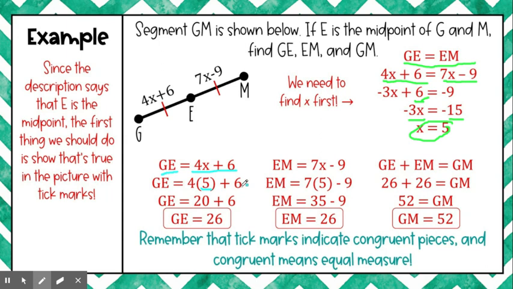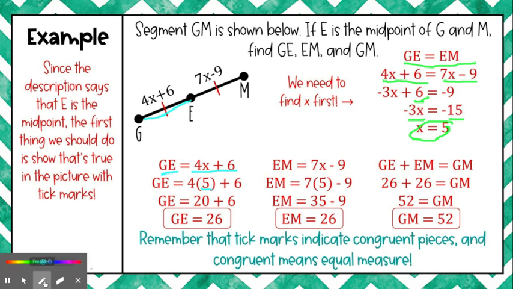We know we've solved up here. We know that's our answer. So we're going to just keep solving through to find out GE. So 4 times 5 is 20. And we're going to keep bringing our plus 6 down. So 20 plus 6 is 26. So GE equals 26. Awesome job. So now we've solved for GE. So we know this right here.